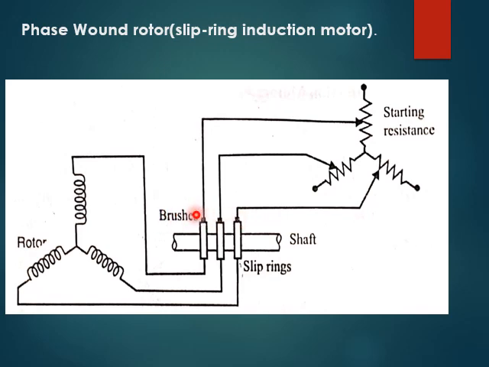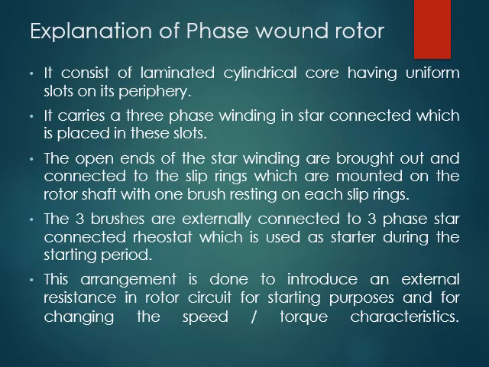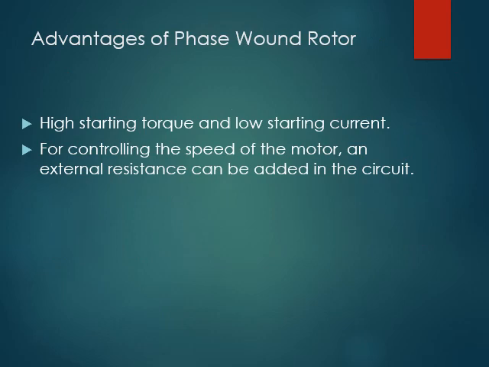Now the three brushes are externally connected to a three-phase star rheostat, which is used as a starter during the starting period. This arrangement is done to introduce an external resistance in the rotor circuit for starting purposes and for changing the speed torque characteristic. So this is the explanation. Advantages of the phase wound rotor are high starting torque and low starting current, and for controlling the speed of the motor, external resistance can be added in the circuit.